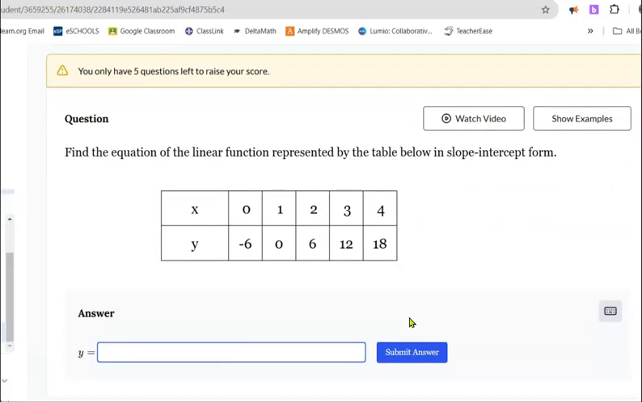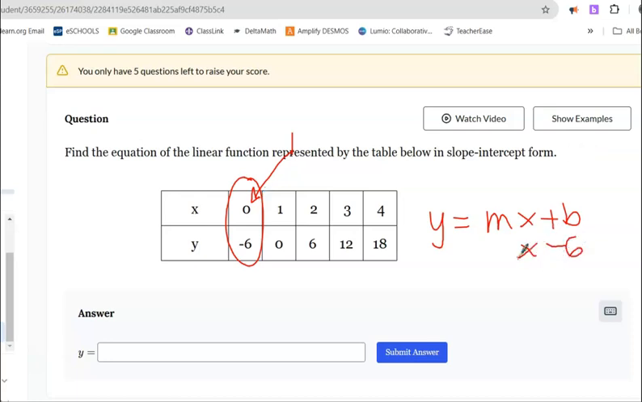One more time. My y-intercept can be found in the table by finding when x is 0. That means my b is -6. Now all I have to do is find my slope. I think I'm going to use these 2 points. My delta y is 6. My delta x is 1. 6x minus 6 is my equation.